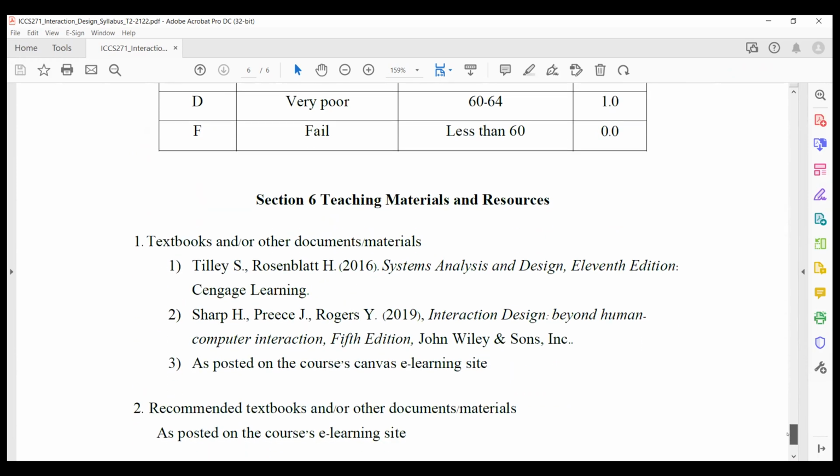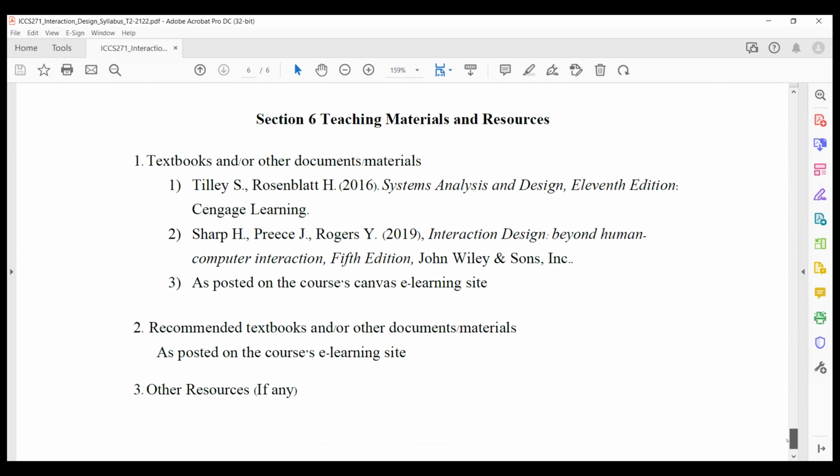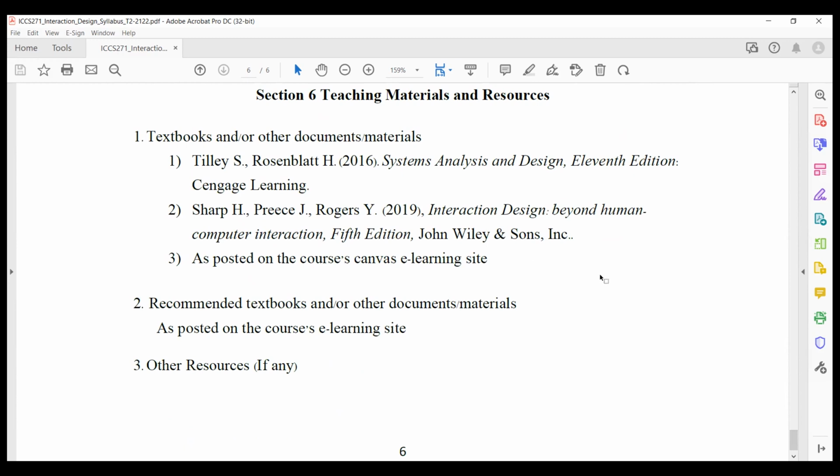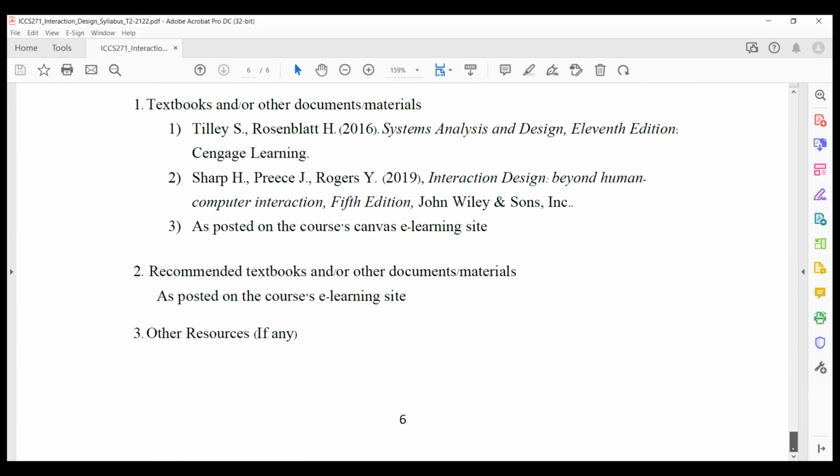So for the teaching materials and resources, these are the textbooks that you can find in the library. And also you can search on the internet as well. And I provide the handout for you on Canvas. So these are the course syllabus that we have got.